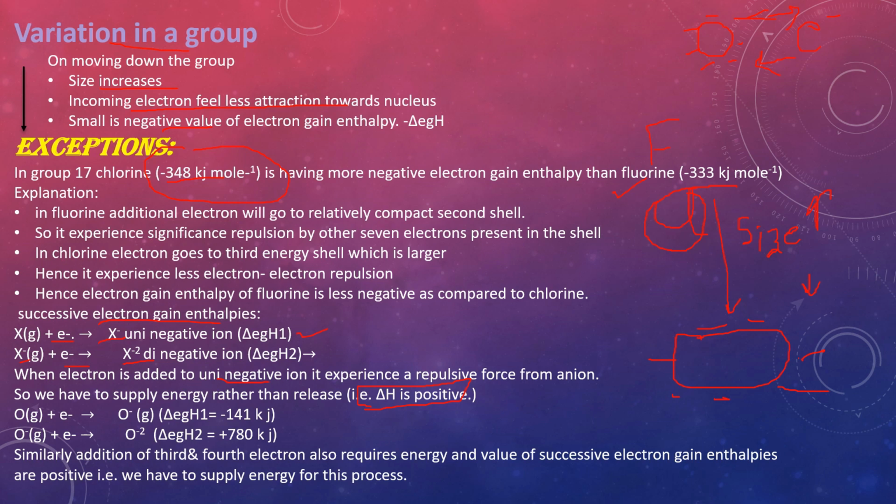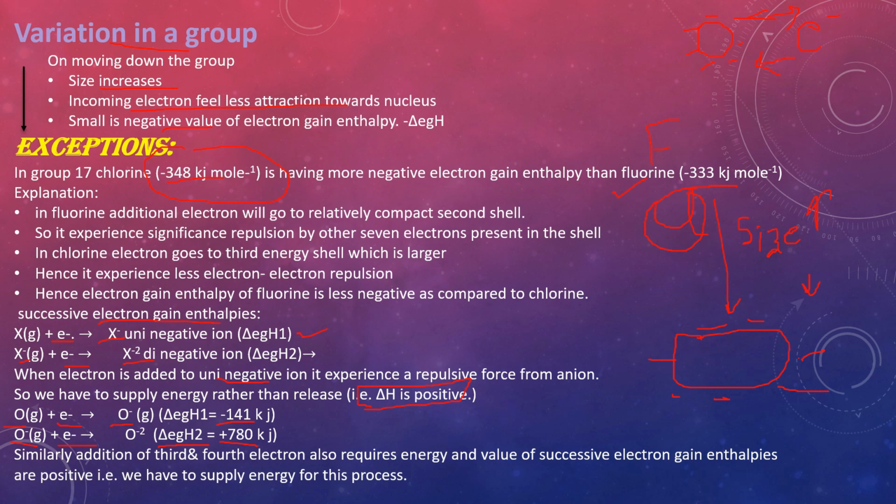The reason is, after accepting one electron, suppose I take the example of oxygen. When one electron is added to oxygen, it is converted into O minus, right? The energy released in this process is called electron gain enthalpy, that is minus 141 kilojoule per mole. When one electron is further added to O minus, which is already negatively charged, this electron feels repulsion from the negatively charged oxide ion, hence it has less tendency to accept this electron. Hence the value of the second electron gain enthalpy is always positive, and it is plus 780 kilojoule per mole in the formation of O2 minus from O minus.